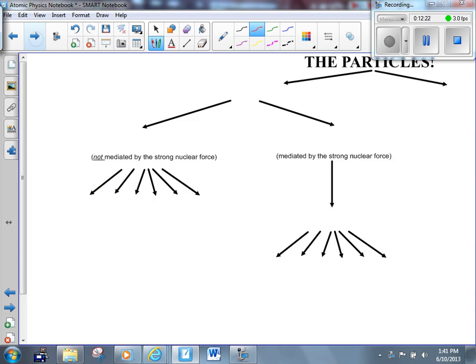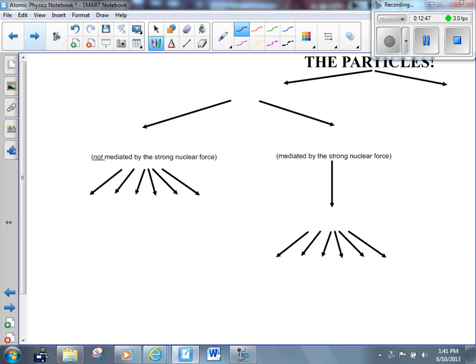All right, what are the particles that make up the protons? Everything that I write in black here is important, but it's more for perspective. If I write it in red, it's something that you have to know. Not for tomorrow's test, but for the final exam coming up in a couple weeks.